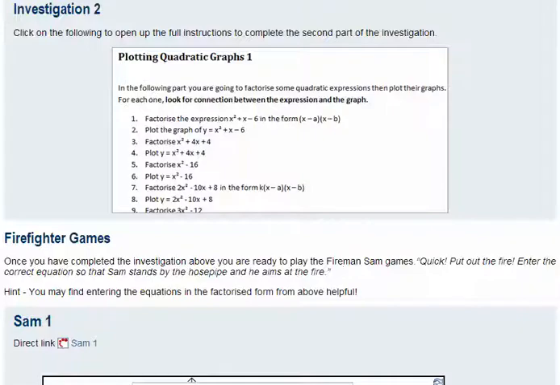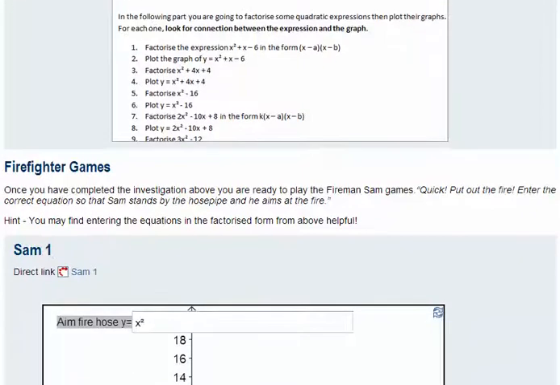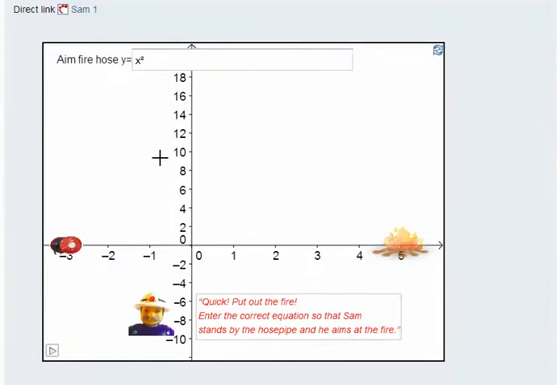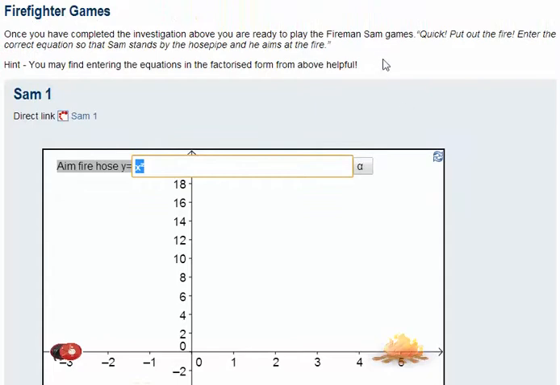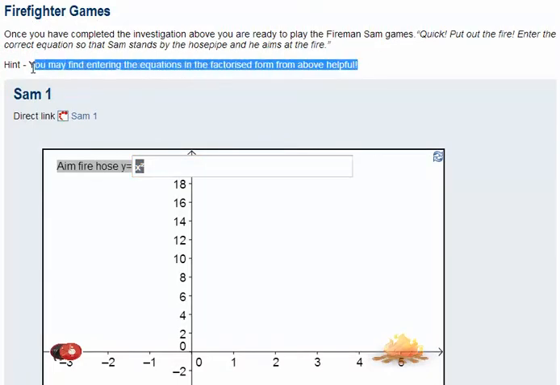So back to the web page, and here are the games. What we've got to do is get Fireman Sam to position himself by the hose and then aim the water in the correct path so that it lands and puts out the fire, and we do that by entering the correct equation in the input box here. And the piece of advice is that entering the equations in the factorized form that you've just done is really going to help you to do that.